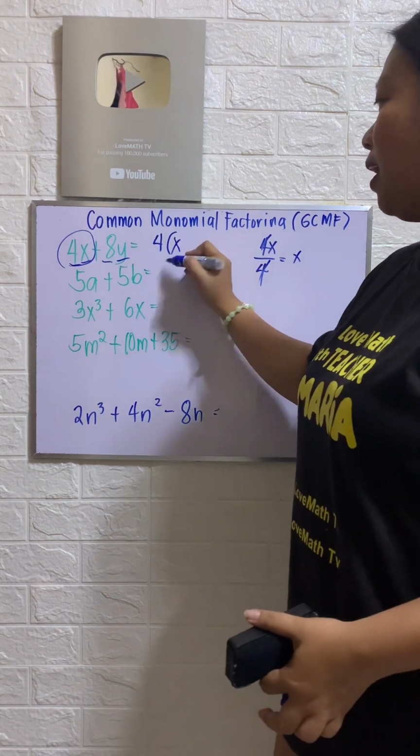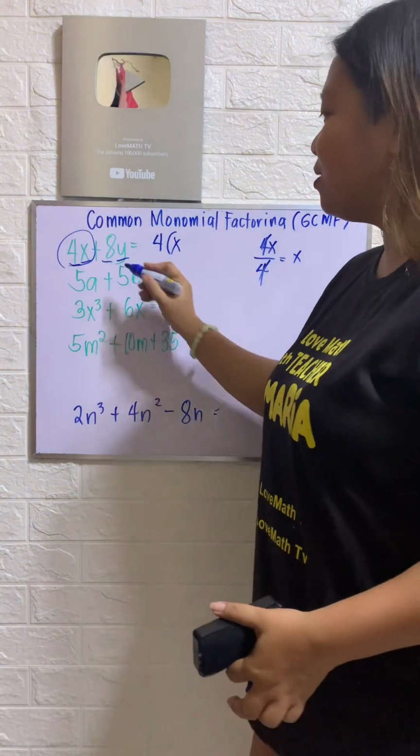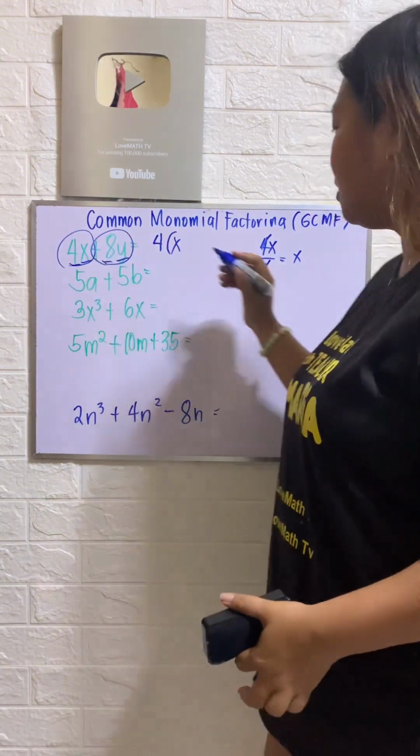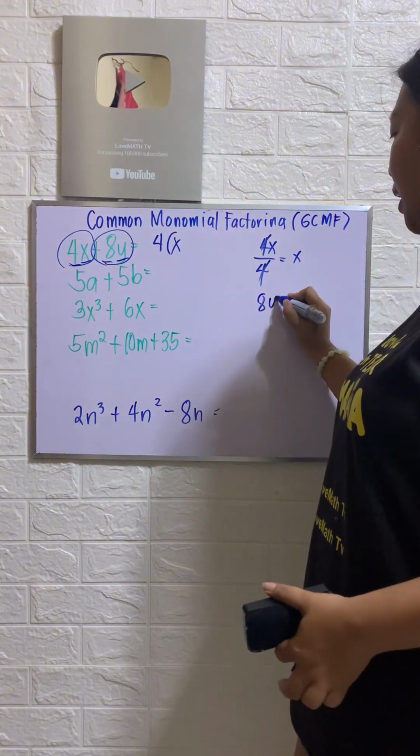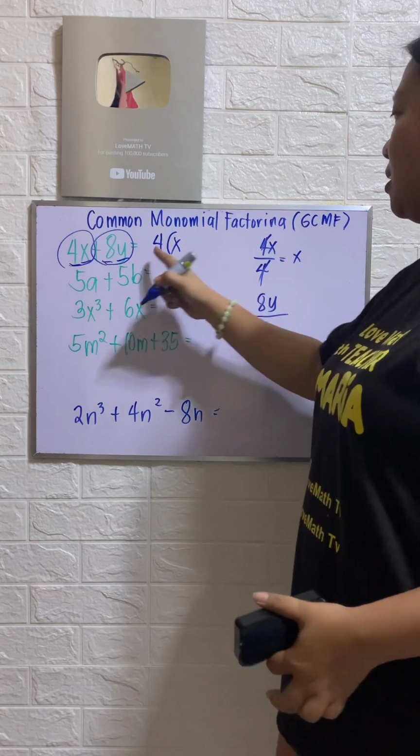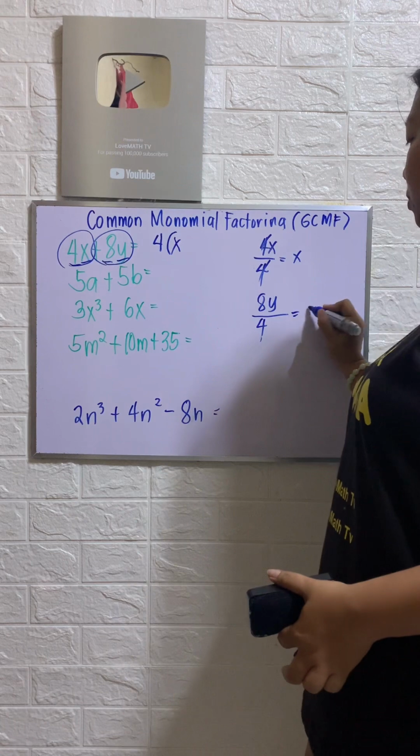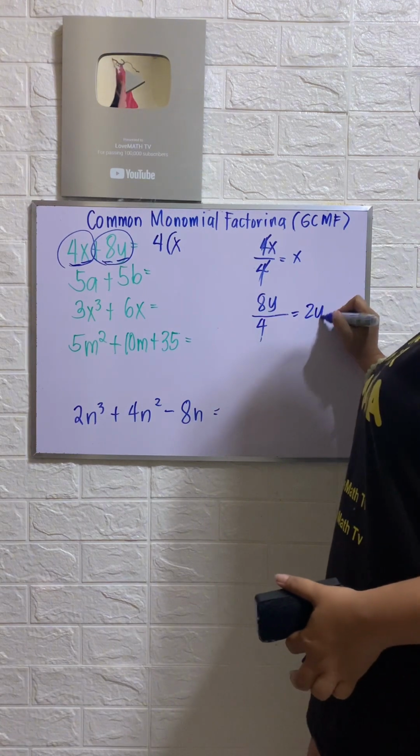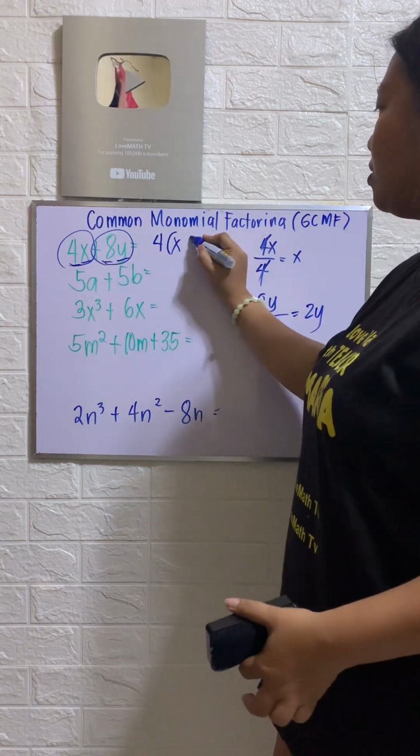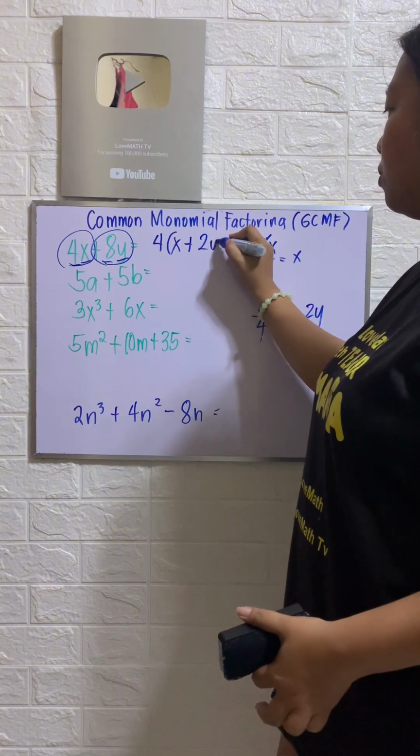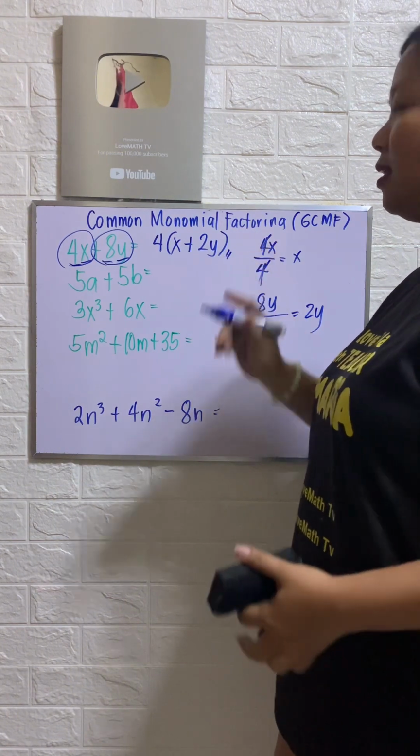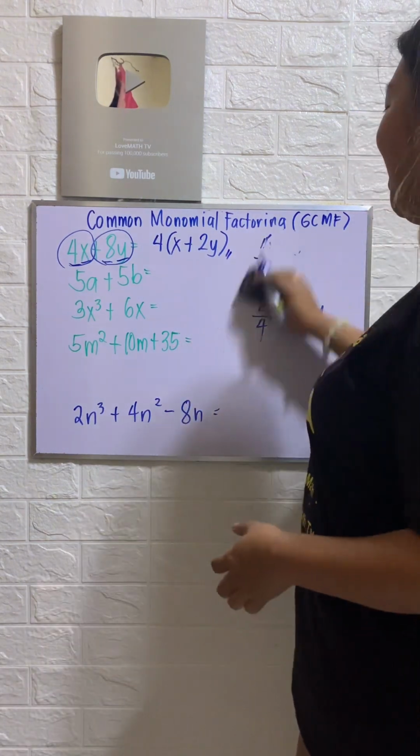So, you have x. Okay, nakakasunod. How about the second term? Positive 8y. So, 8y divided by our GCMF, which is 4. So, 8 divided by 4, that's 2. Eh, may y ka pa dyan, so you have 2y. Since this is positive, so we have plus 2y. So, this is the answer for number 1.